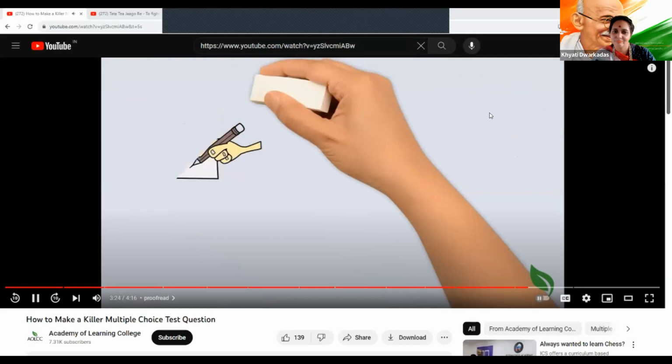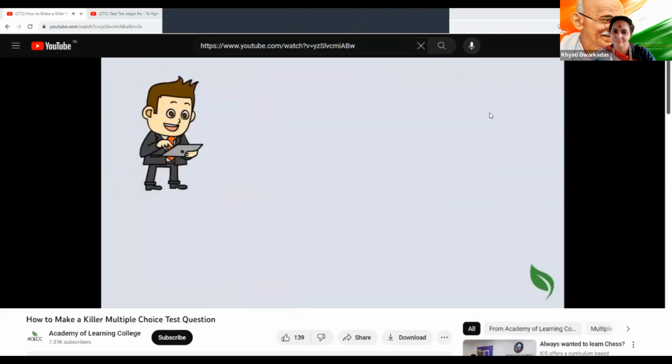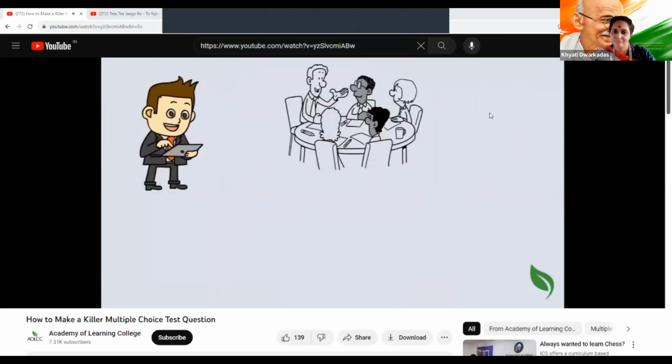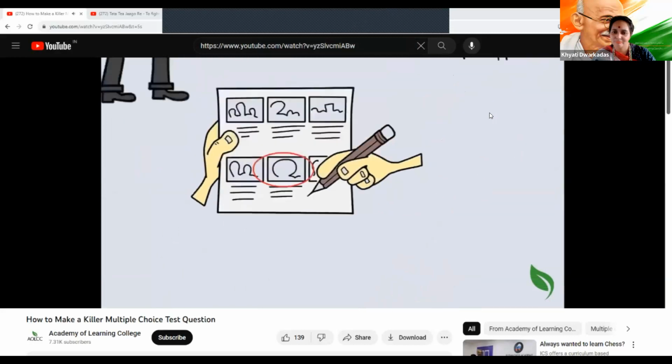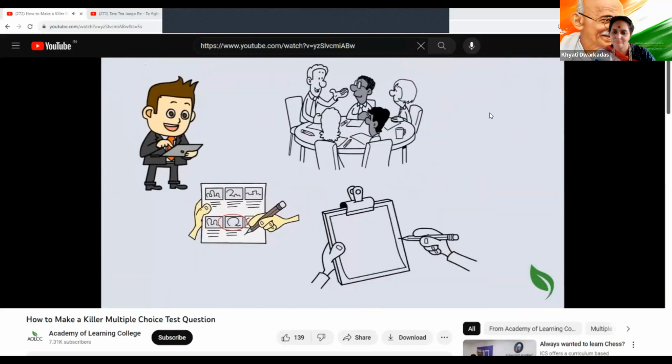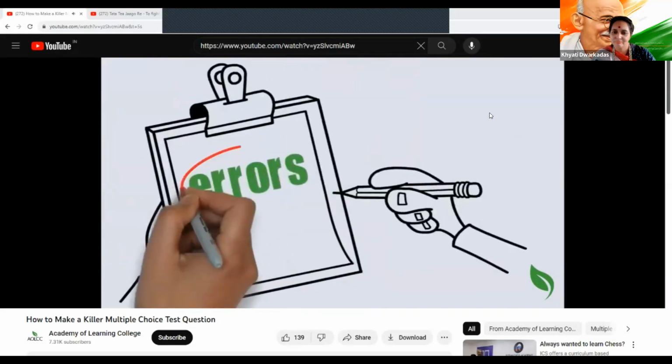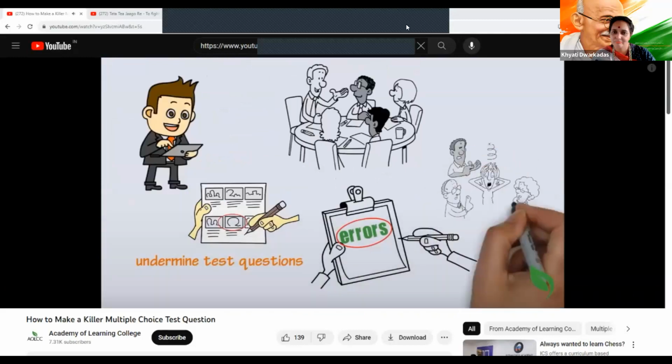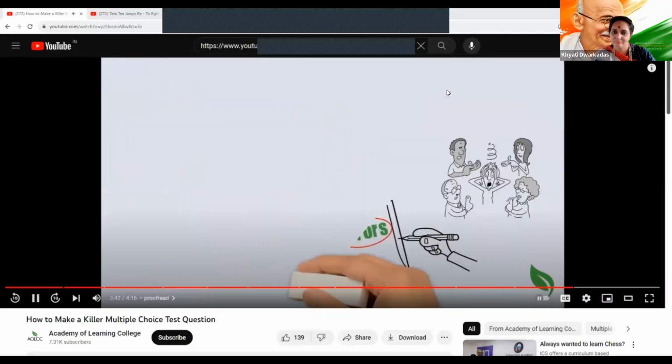When you are done creating your entire test, run through it, or better yet, have a trusted colleague take your test. It is easy to make small errors when we create a test, and it is also easy for those errors to totally undermine test questions. So, try to catch them before you accidentally frustrate your test takers.